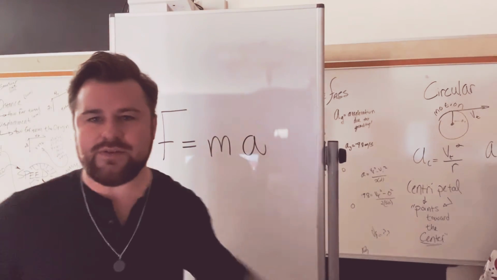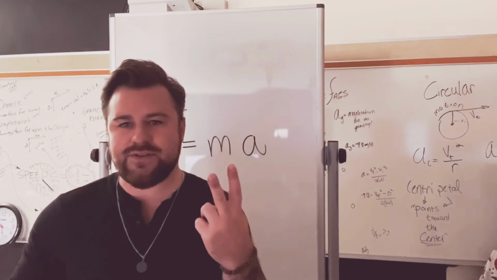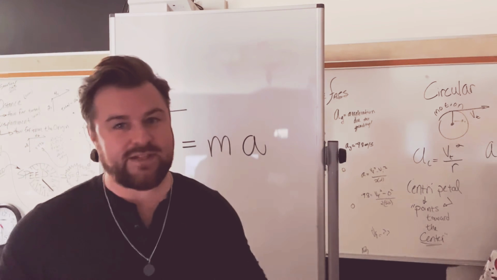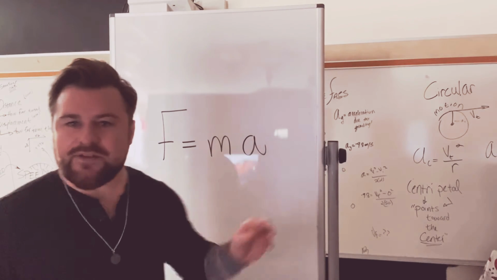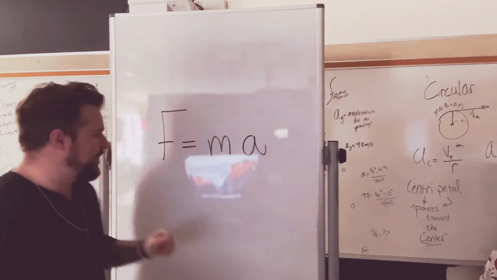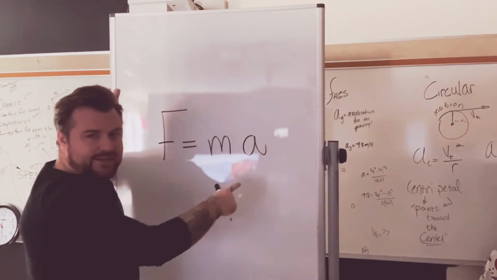It doesn't get harder than that. F is equal to ma. That's Newton's second law. Force is equal to mass times acceleration. What does this tell us? It tells us that the force that's required to accelerate something is equal to its mass times that acceleration, right? So let's practice with this.